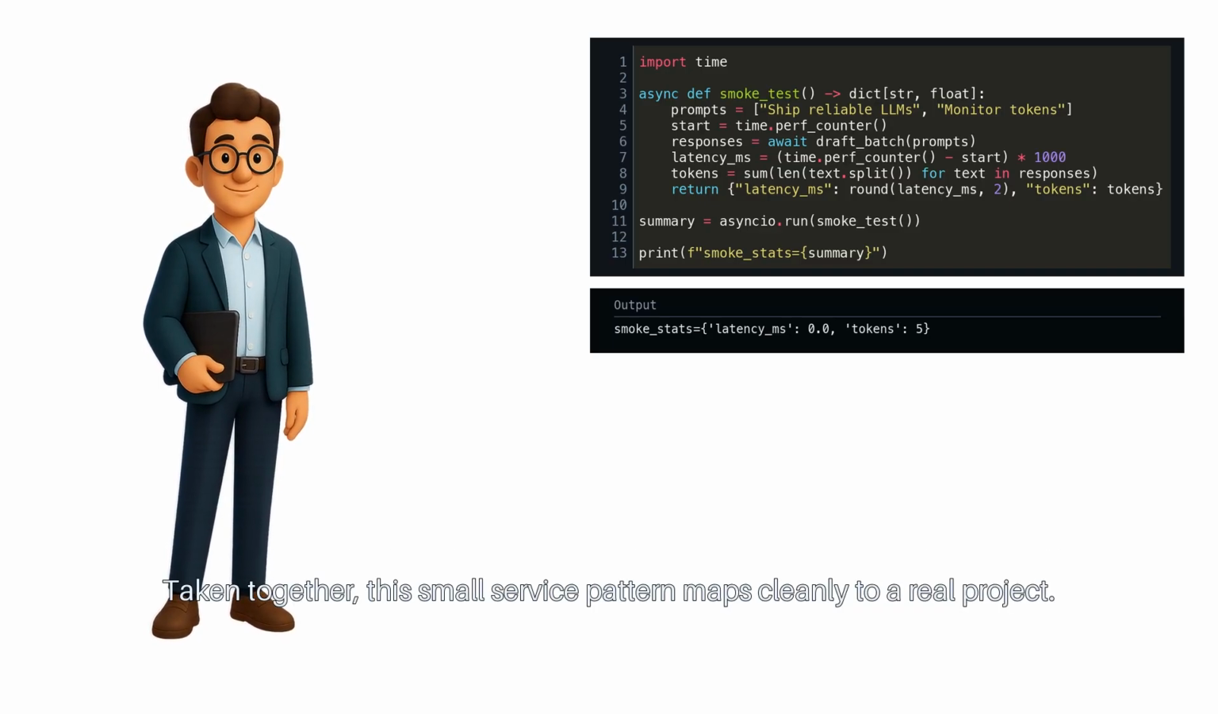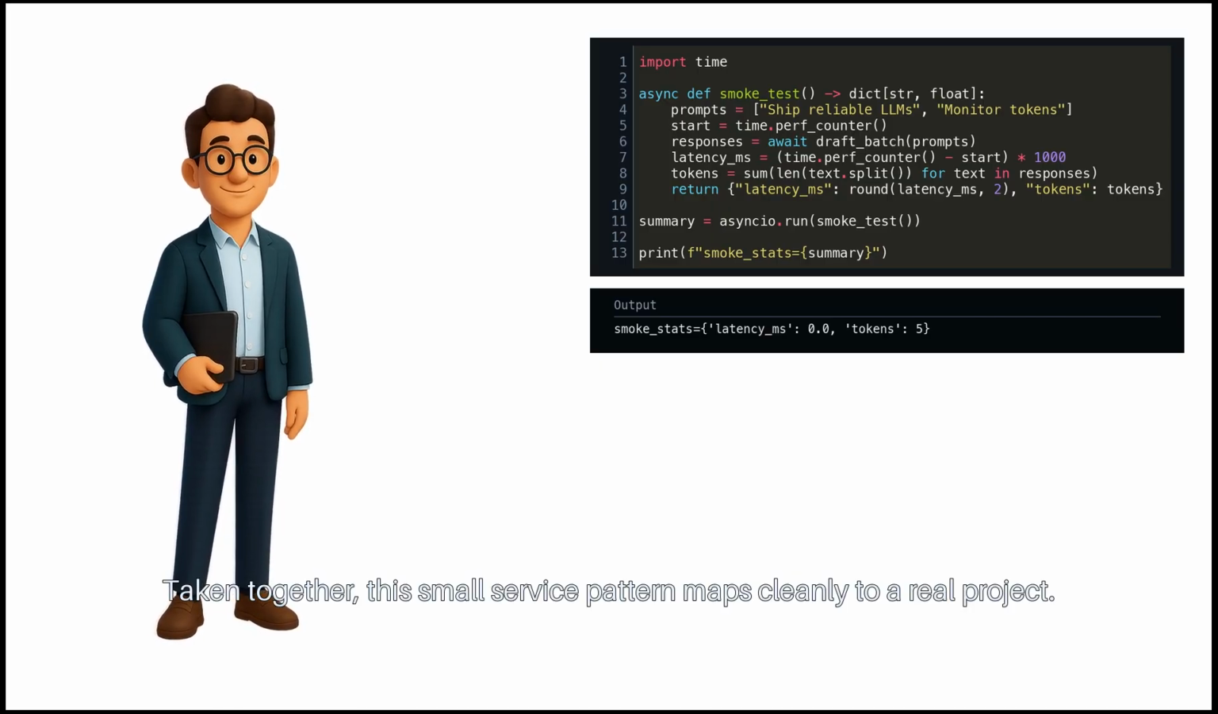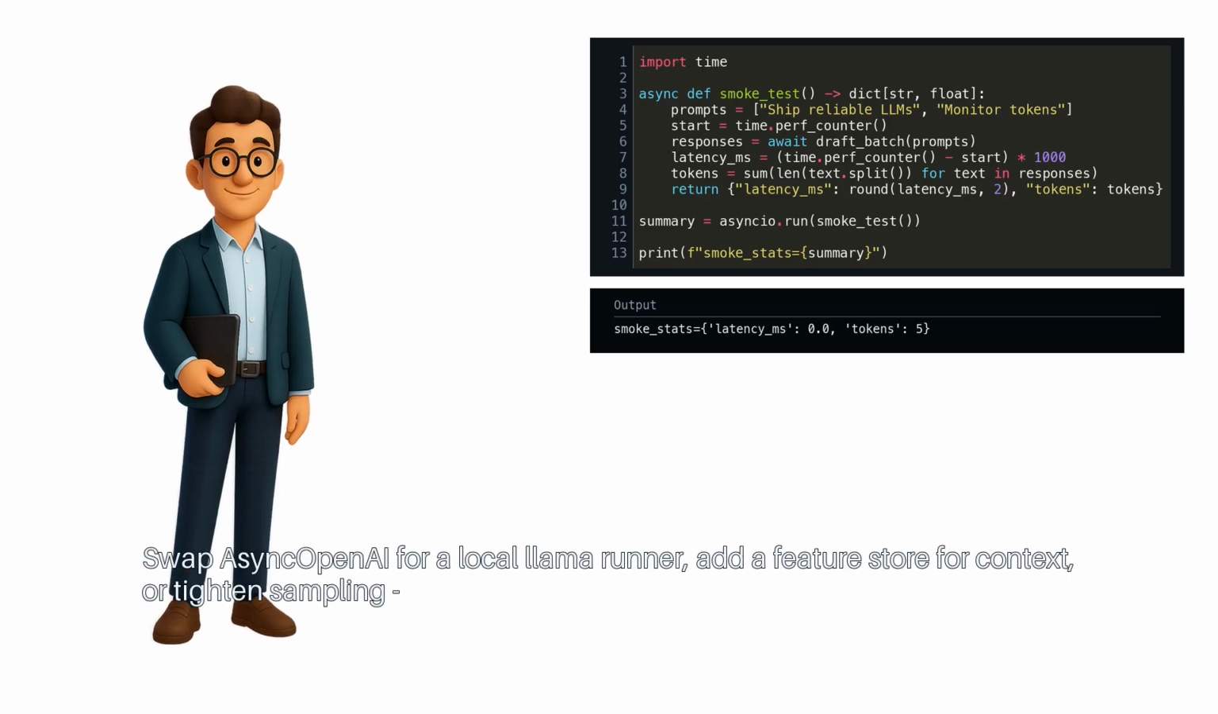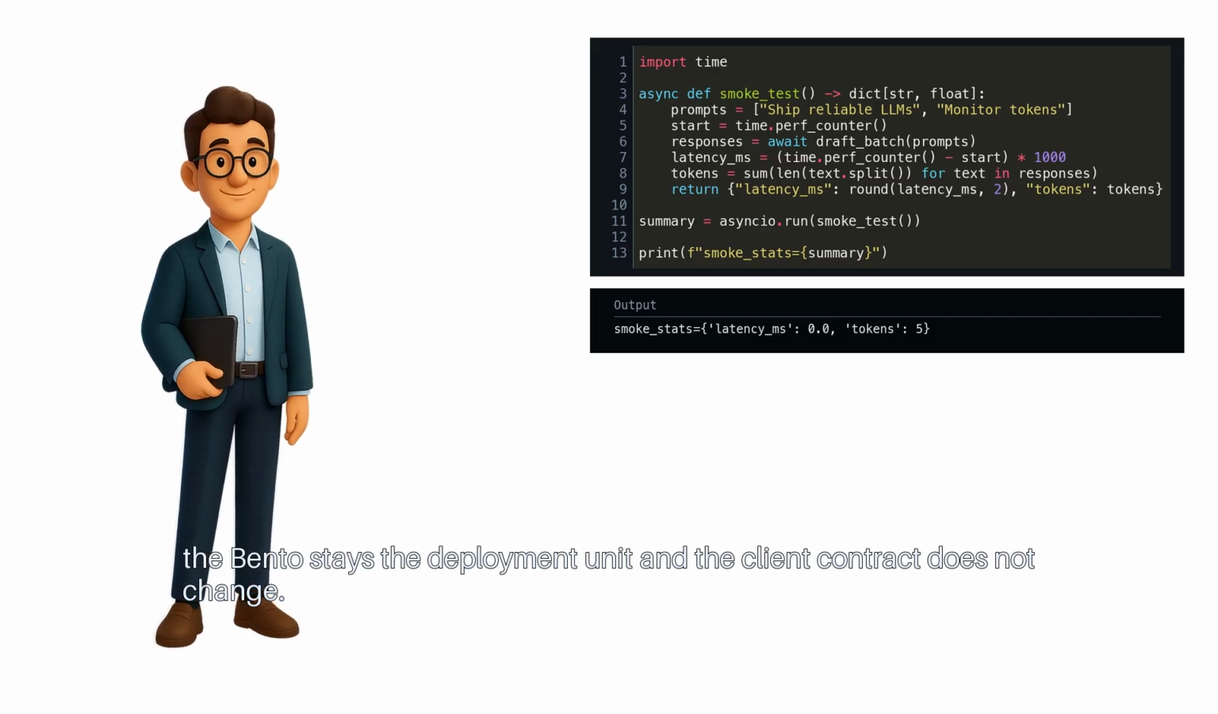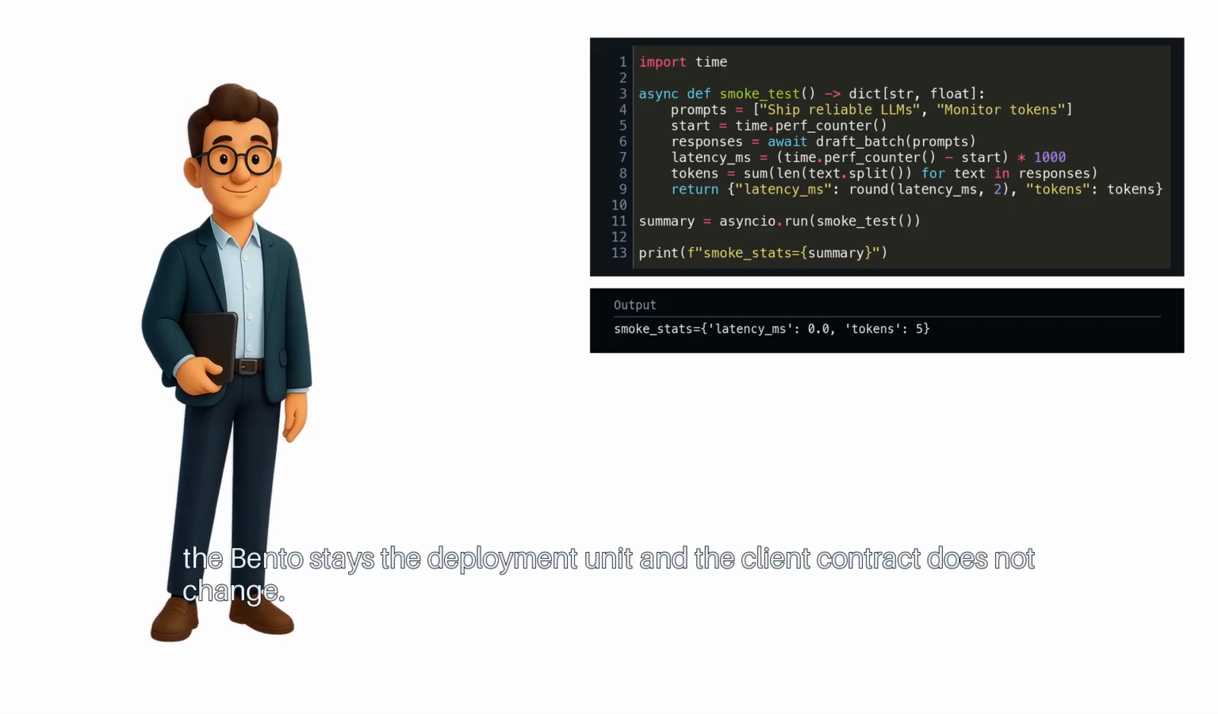Taken together, this small service pattern maps cleanly to a real project. Swap AsyncOpenAI for a local Llama runner. Add a feature store for context, or tighten sampling. The bento stays the deployment unit, and the client contract does not change.